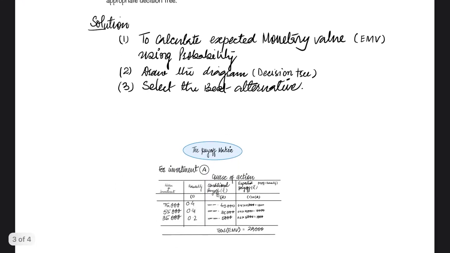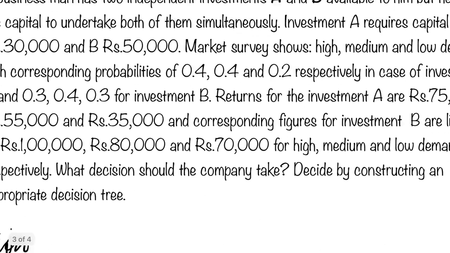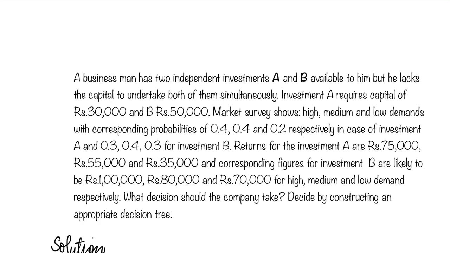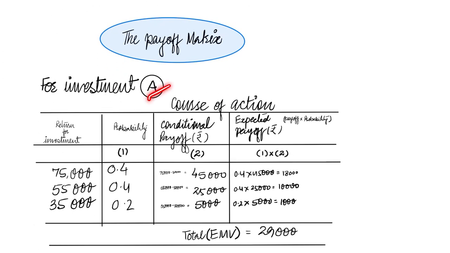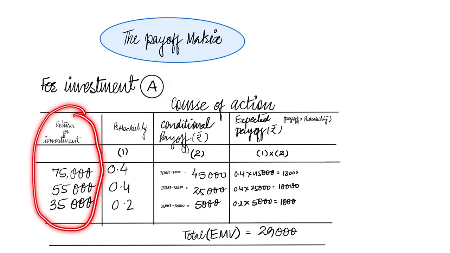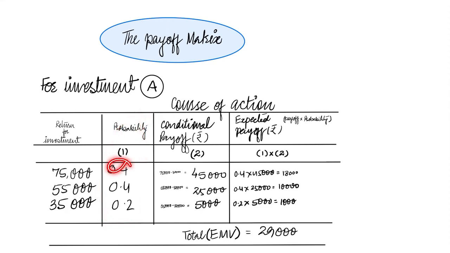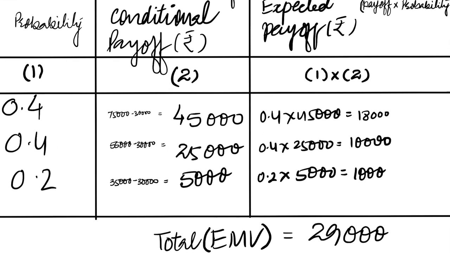Okay, now let's draw the payoff matrix. Please remember the probabilities, investment and return for the A investment and for the B investment. That should be right in your mind now. Now please see the payoff matrix for the A investment. So here I'm writing on the left, this is the return for investment A, and this is their probability. It is mentioned in the question. For the high 0.4, for the medium 0.4, and 0.2 for the low. So I'm writing them in this way. So for the conditional payoff, you write this return for investment minus this initial investment. So when you do it, it gives us the conditional payoff.